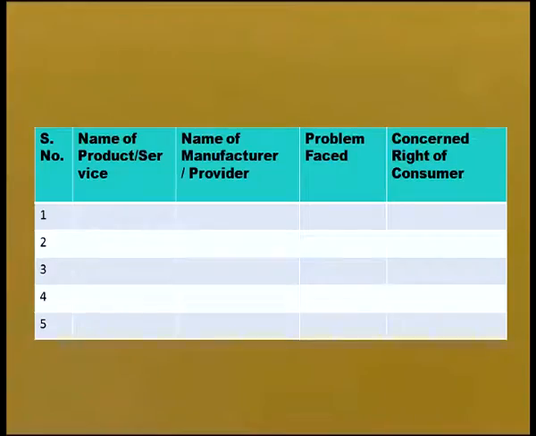Right to safety: if any pressure cooker that you have bought is not up to the standard and you have faced any injury, you can write like that: right to safety. Then right to be informed: if in any packed item, the quantity of the material or the ingredients are not properly stated on the cover, then right to be informed is the right concerned in that particular problem.